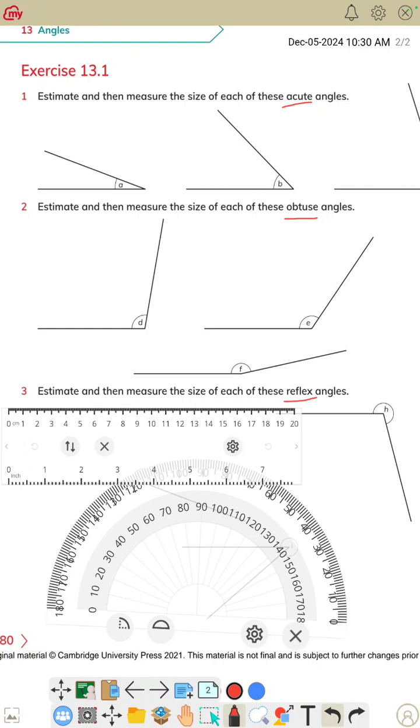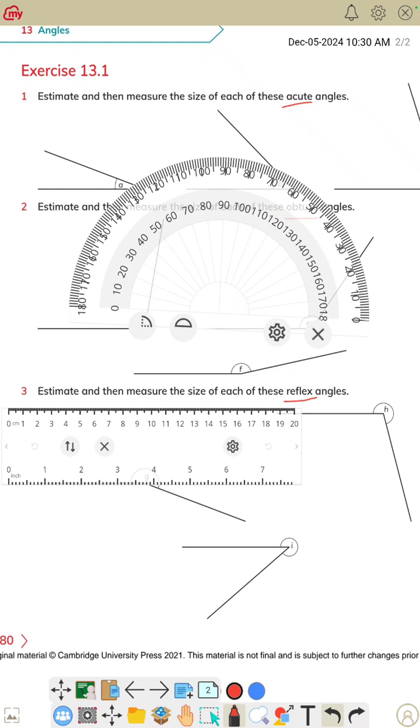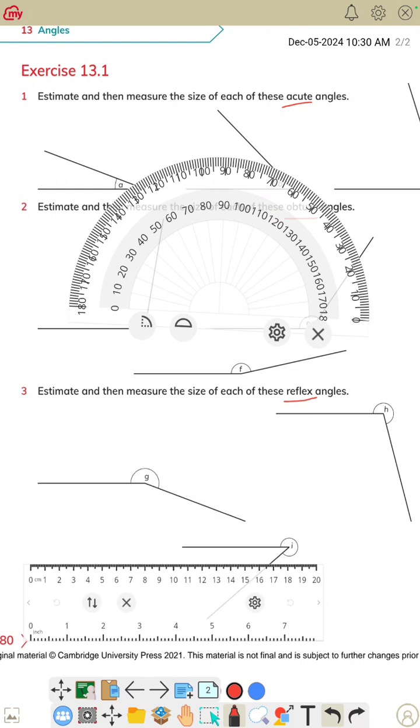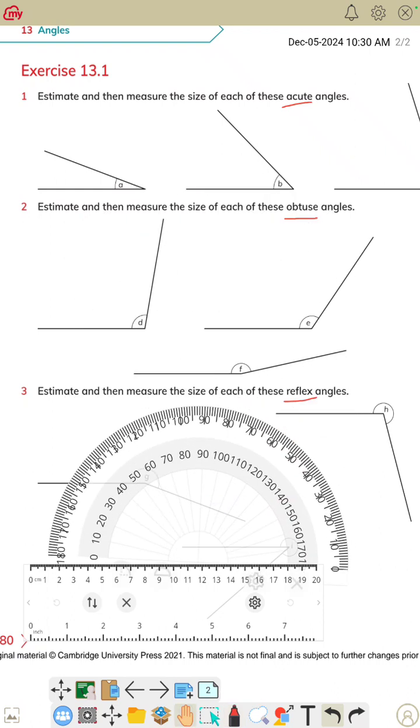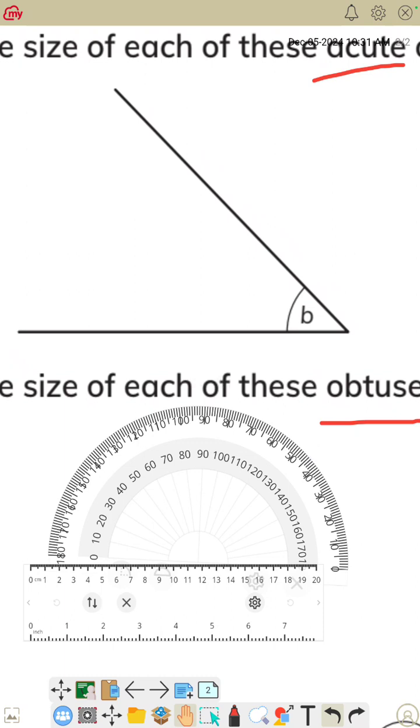Today we are going to learn about acute angles, obtuse angles, and reflex angles. Basically, we're going to use a protractor, and we are going to need a ruler to do something later. First, let's learn how to measure an acute angle like this one.